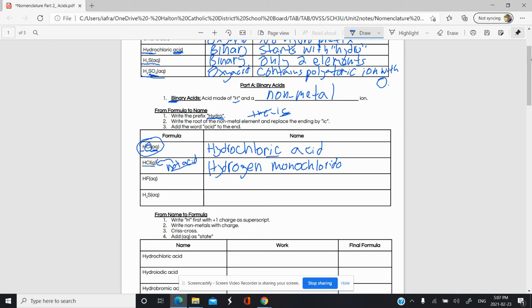Now, let's go to HF. Same idea. So you can pause the video and try it yourself. We have hydro because it's a binary acid. Fluorine becomes fluoric with a C there, and then acid.